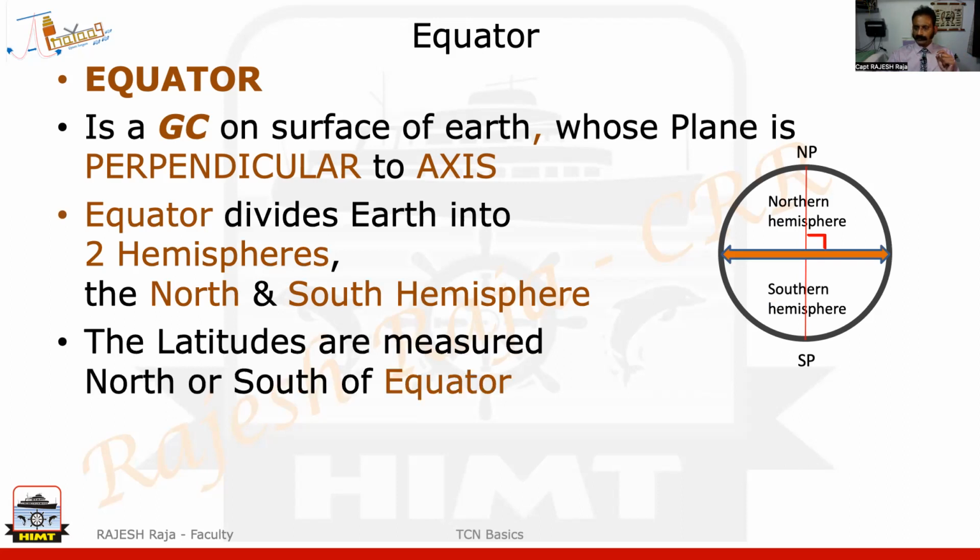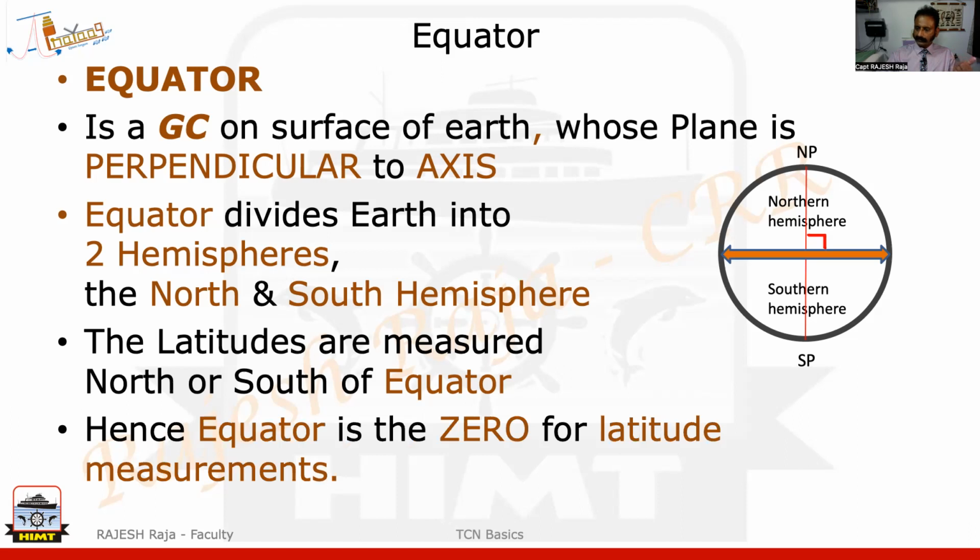And latitudes, that is the first kind of position fixing tool, which we are going to see later on. The latitudes are measured always from the equator. So your equator becomes the zero for latitude measurements. So you normally go from 0 to 90 up to the poles, which is north, and then 0 to 90 on the south.